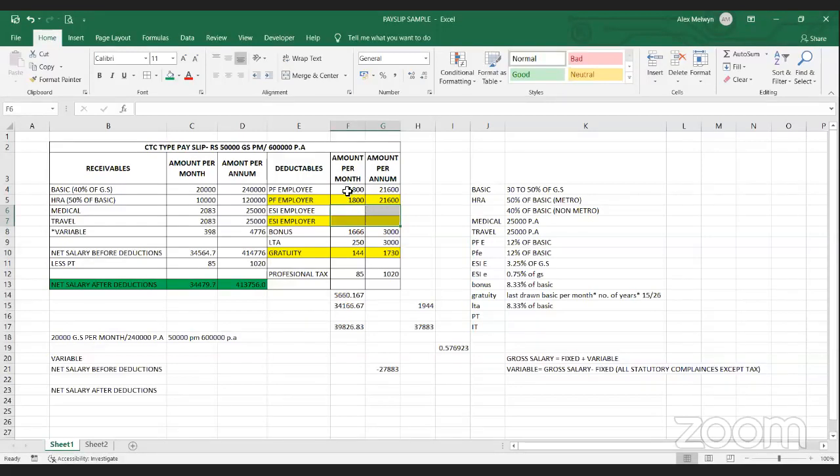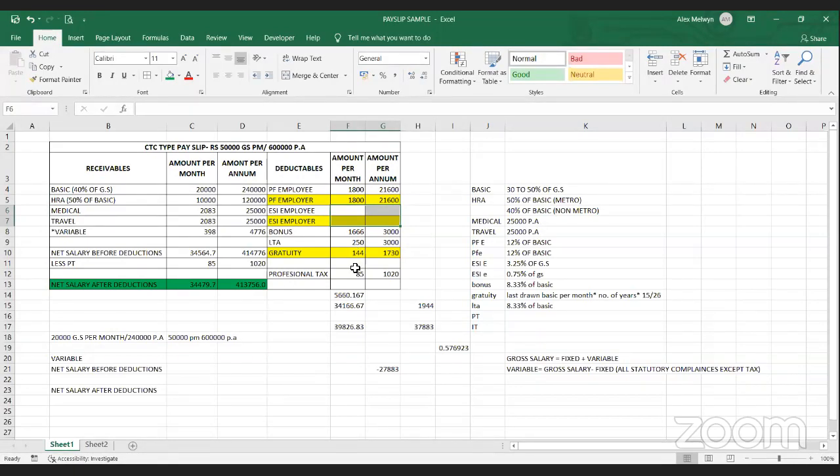For PF, there is a cutoff limit which is being applied: 15,000 into 12% is 1,800 per month and 21,600 per annum. So this will be the maximum PF amount that the person can receive based on the assumed cutoff limit. And ESI is nullified here because the gross salary has crossed 21,000 rupees. Other components remain the same: bonus, LTA, gratuity remain the same because they do not have any ceiling limit.